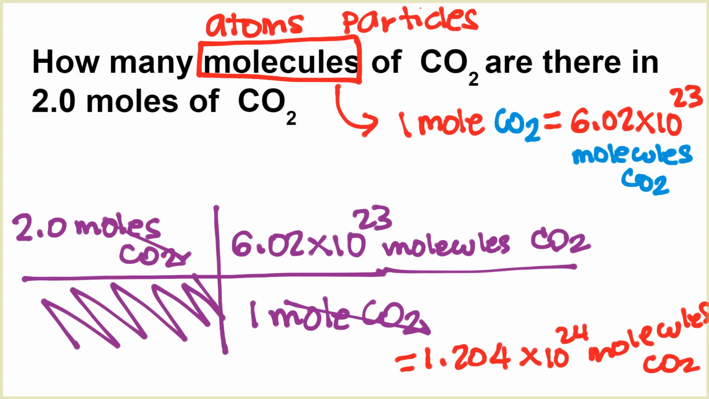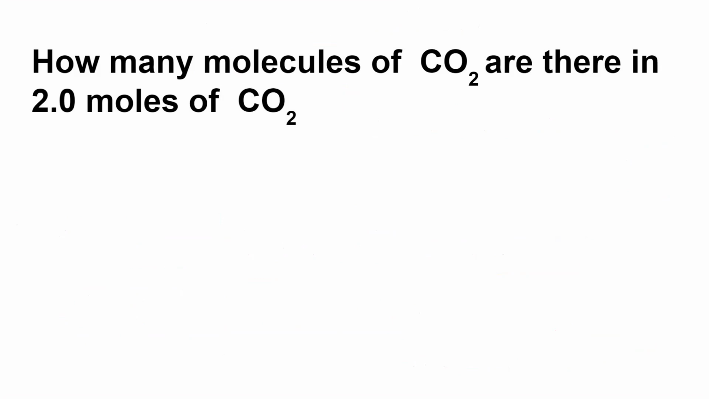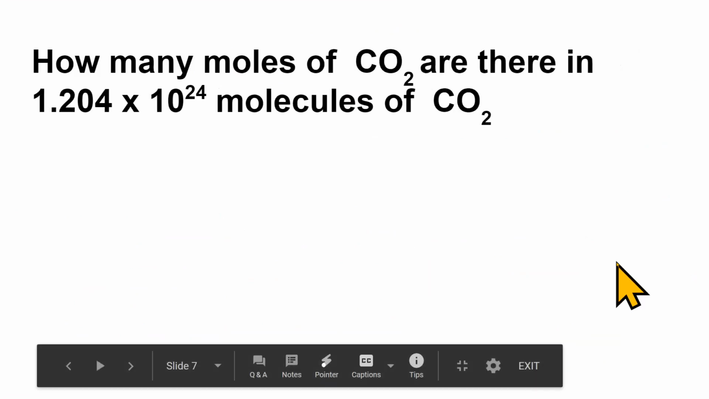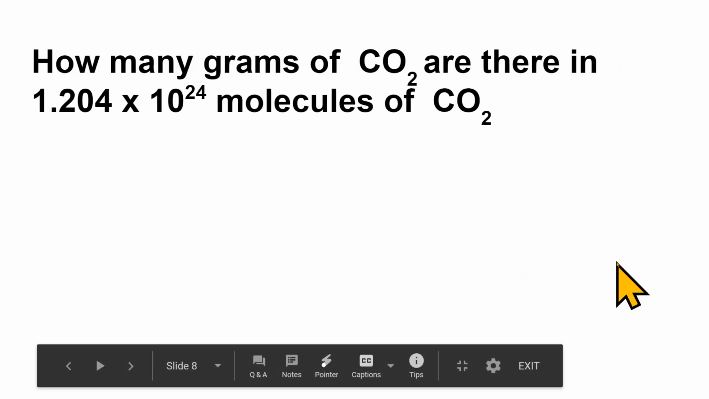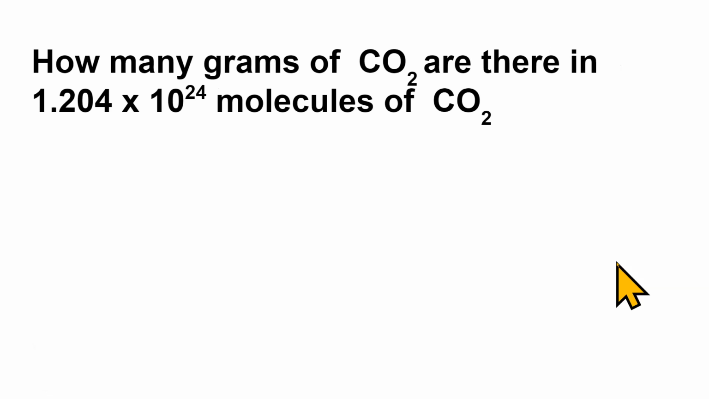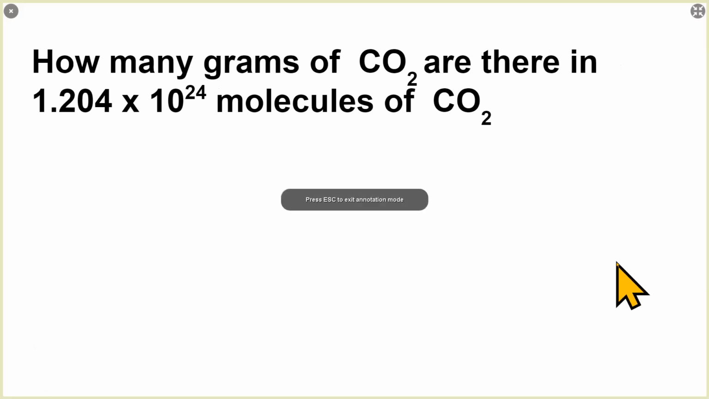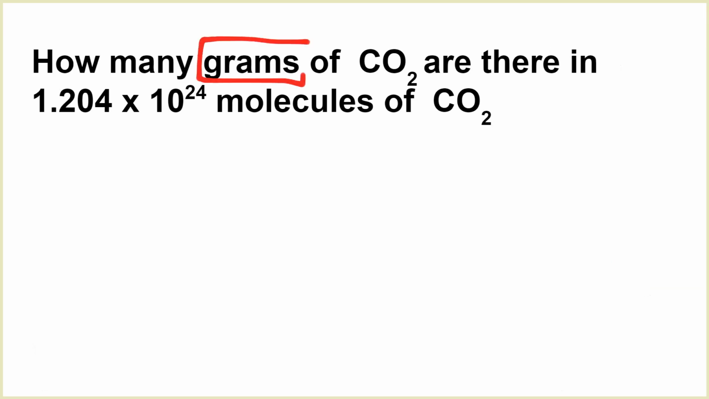All right, now focus on this one right here. What if there's more than one keyword in the problem? It says there, how many grams of CO2 are there in 1.204 times 10 to the 24th molecules? What if there's two keywords? That means you have to use both of them and get two conversion factors.